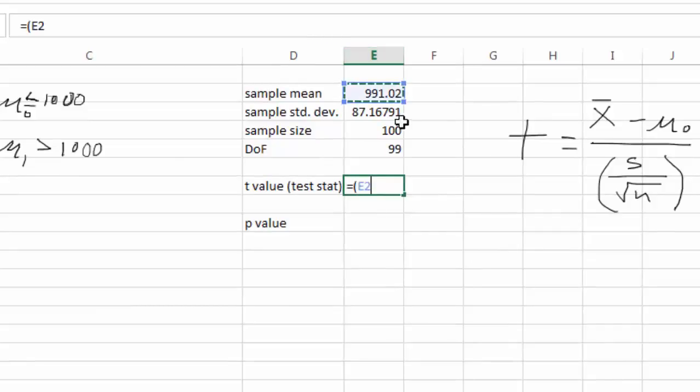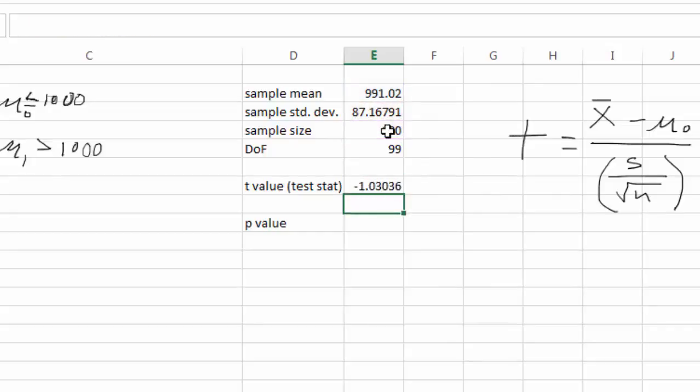X bar, that's the sample mean here, minus mu naught, I know that's 1,000. I didn't write it in. I could have put it in the cell above here, but either way, I'll just type in 1,000. Okay, divided by my sample standard deviation, S, over the square root of sample size. Close all those parentheses out.